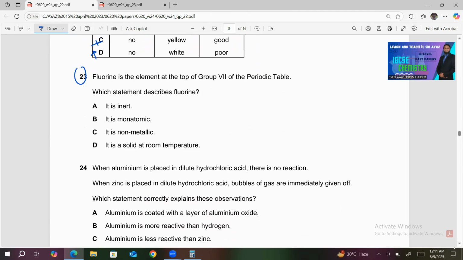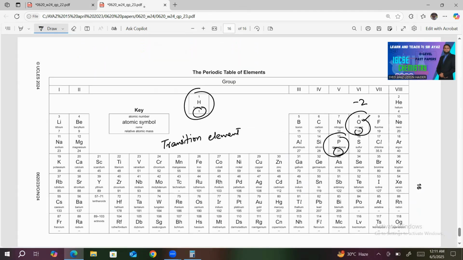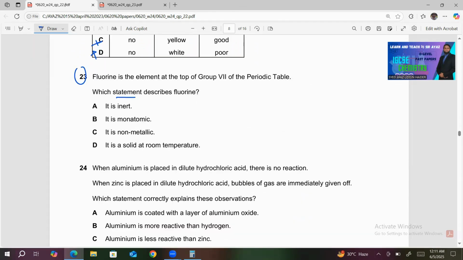23. Fluorine is the element at the top of group 7 of the periodic table. Which statement describes fluorine? In group 7, we have fluorine, chlorine, bromine, iodine, astatine, and tennessine. Now fluorine is a light yellow gas. Remember, it exists as a gas at RTP. It's diatomic and non-metallic. So only one statement is true, it's C. All the other statements are incorrect.